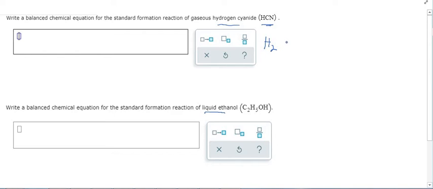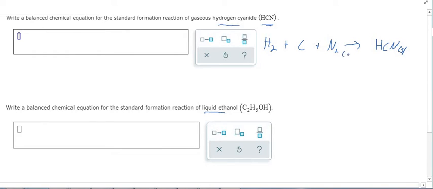Alright, so what are the steps? So the first step is to break down the reaction. Write the chemical equation for the standard formation of gaseous hydrogen cyanide. In this case, liquid ethanol... Hydrogen is going to go as H2, plus solid carbon, plus N2 is going to yield hydrogen cyanide in the gas. We know that nitrogen is a gas.